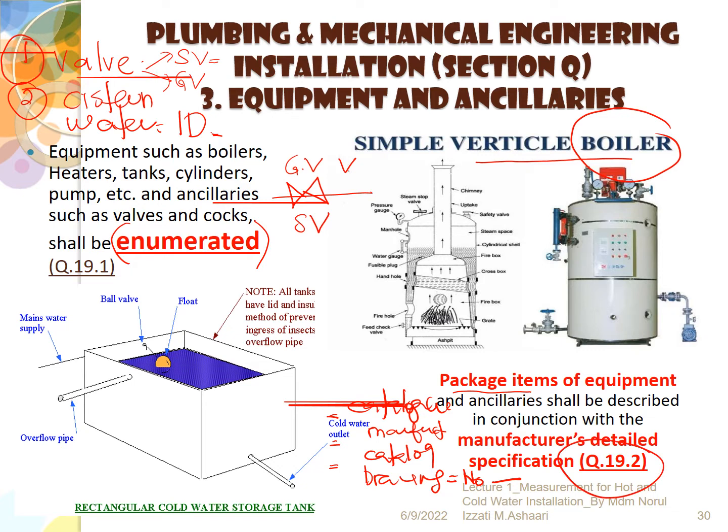This is the example for the rectangular cold water storage tank. You can see in this water storage tank, there is information for the ball valve and then the float valve, including the overflow pipe. Then this water pipe and this water supply main have been connected to the water tank. When you would like to write the description for the water tank, you have to write down what are the components inside the water tank that come together, because we do not measure the ball valve, overflow pipe, and the outlet from the water tank separately. We have to measure the water tank itself and what are the components for the water tank itself. Okay.